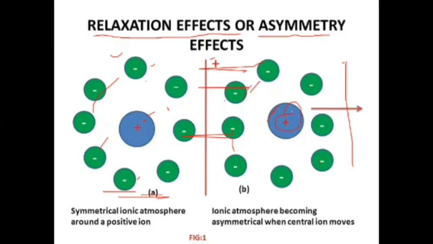So while moving, the cation, see this one, in these directions, all the ions are attracted. The central ion is attracted by this ionic atmosphere. Massive attraction force is present on the central cation. So this is known as the retarding force. Thus the mobility of the ion is retarded, and this effect is called asymmetric effect.